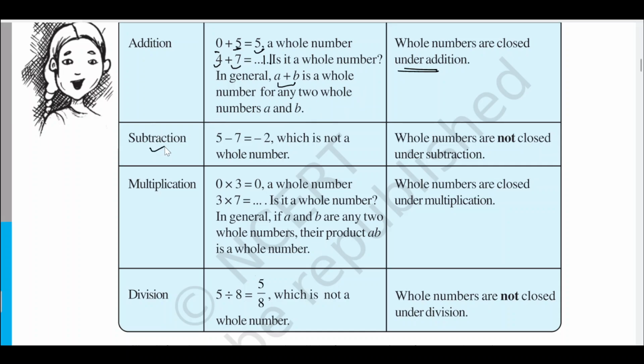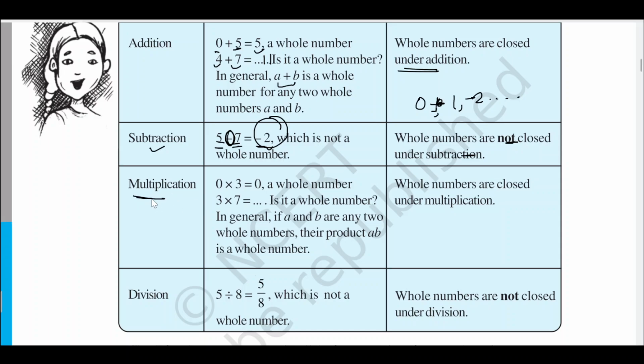Now for subtraction. 5 minus 7 is minus 2. Minus 2 is not a whole number. What are whole numbers? 0 plus natural numbers, counting numbers 1, 2, 3. 0 plus natural numbers is whole numbers. Whole number is not closed under subtraction because when we are subtracting two whole numbers, we are getting integers.